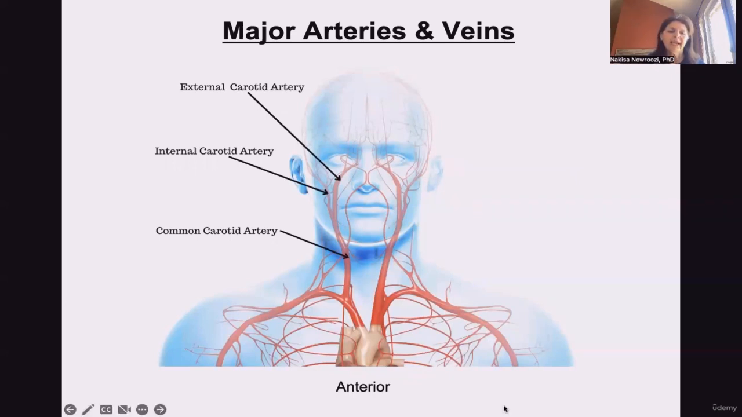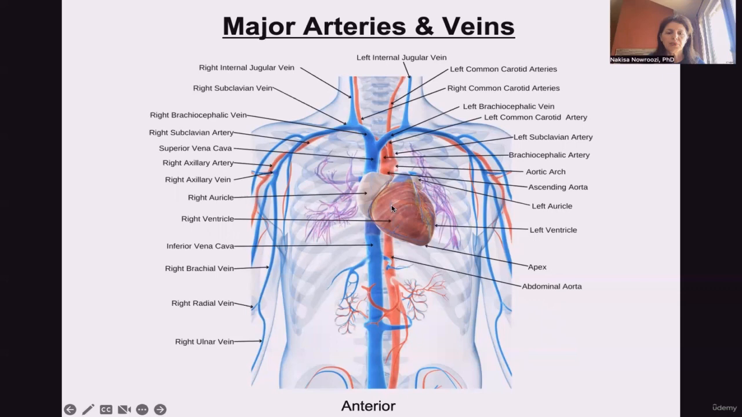Here, we're looking at the common carotid artery further branching into the external carotid artery and internal carotid artery. The internal carotid artery goes to the brain, the external comes to the face. You have it on the right side and you have it on the left side. Usually when you have a common artery or vein of some sort, it will divide into internal and external. We're going to continue with the major arteries and veins.